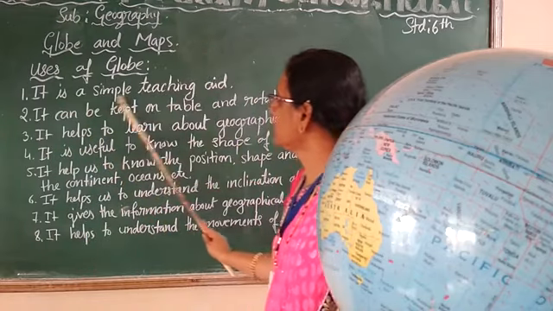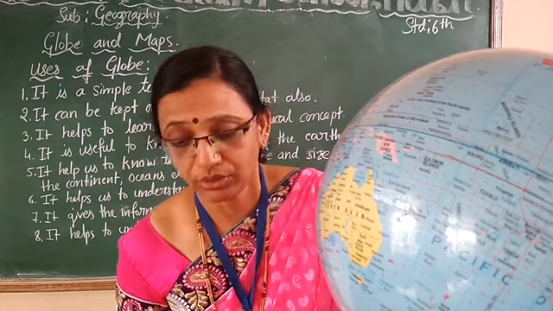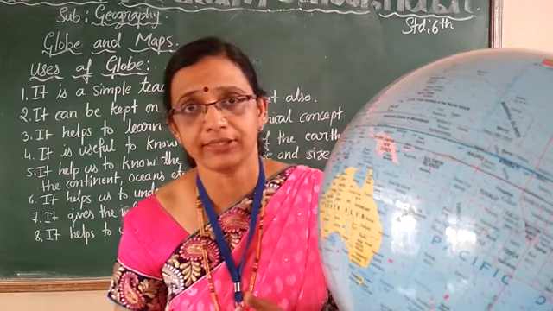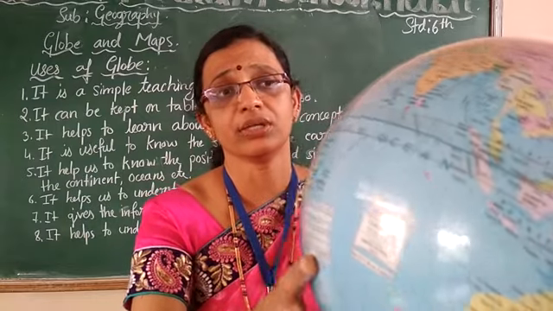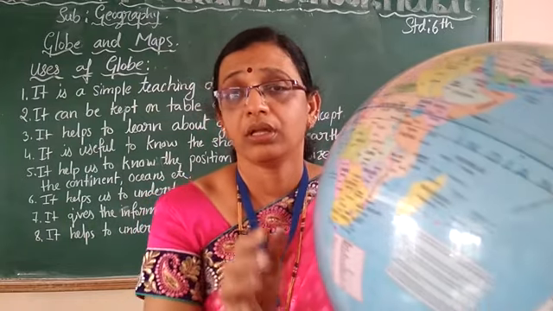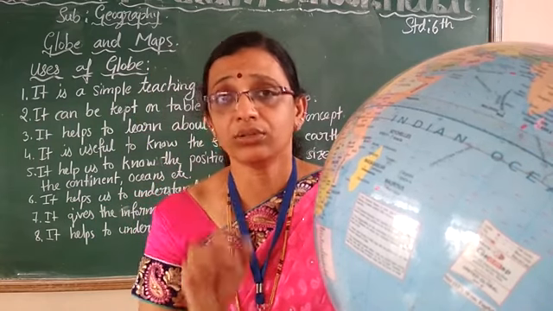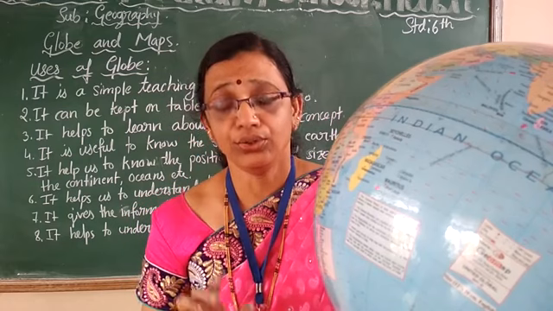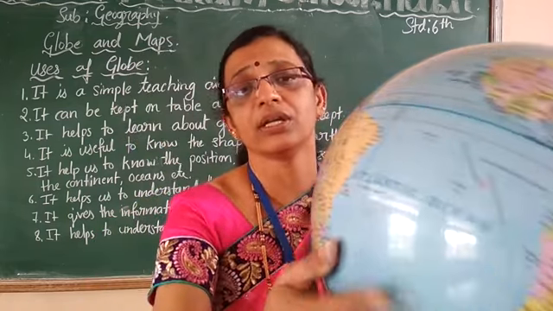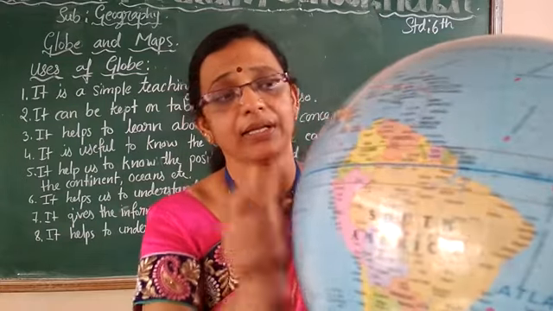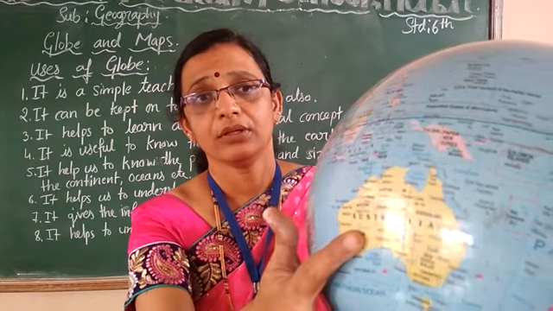See, children, it is a simple teaching aid. If I want to tell the children, there are 7 continents, at that time, I can show all the continents by just rotating the globe. Asia, Africa, North America, South America, Antarctica, Europe, then Australia. These are the 7 continents. So by just rotating, this is South America, this is North America. Like this, I can teach these children. This is Australia. Yes, no children.